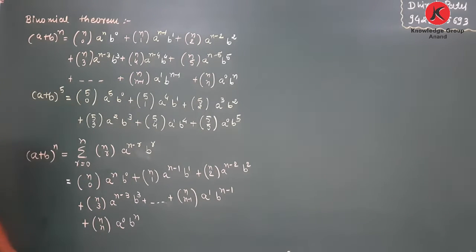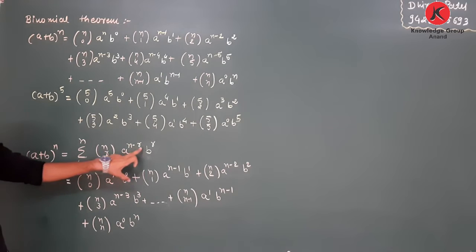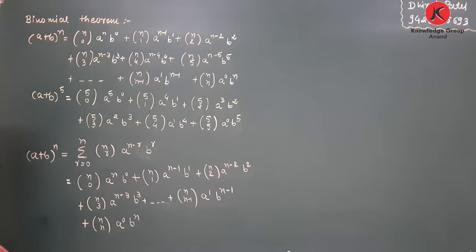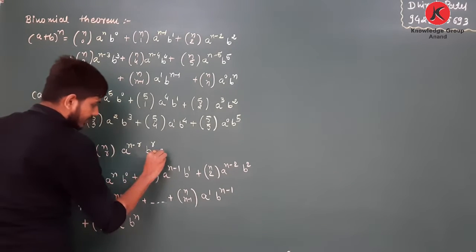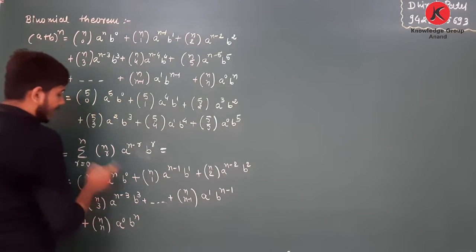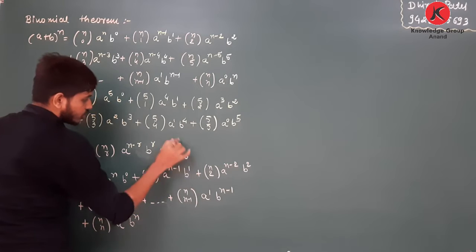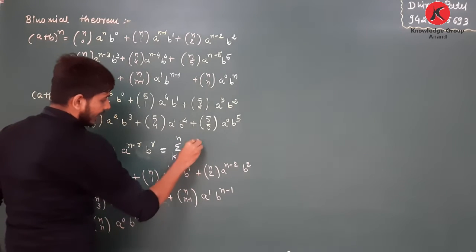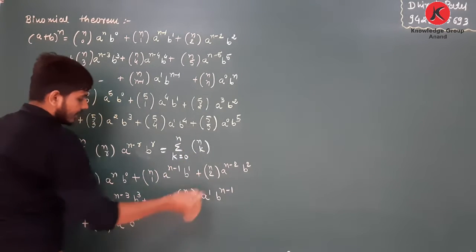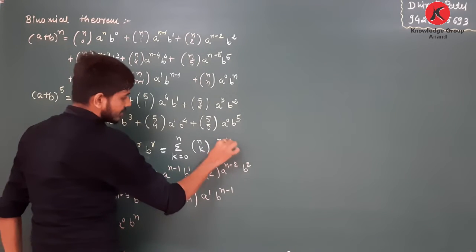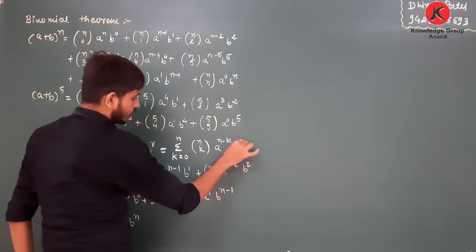This is the binomial expansion of (a + b)^n, which can also be written as sigma r = 0 to n nCr a^(n−r) b^r. In your book, I think the variable r has been replaced by k, so in terms of k it is written as sigma k = 0 to n nCk a^(n−k) b^k.